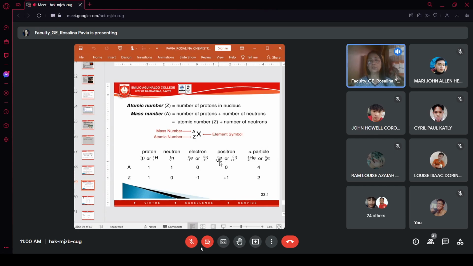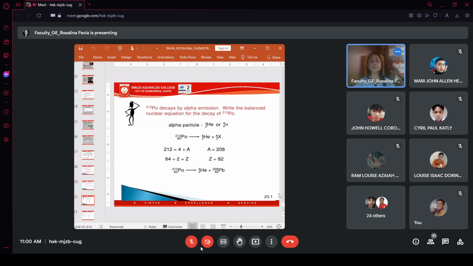The opposite of positron kasi is electron, di ba? So, pwedeng maging ganito. Basta always remember that when it is positron, positive yung electron. Positive. Pag electron lang, negative. Yung mga charges, ha, tandaan nyo. Sa alpha particle, it is 2 alpha 4 or 2 helium 4. That's what we took up last meeting. Yan ang tatandaan nyo sa balancing.